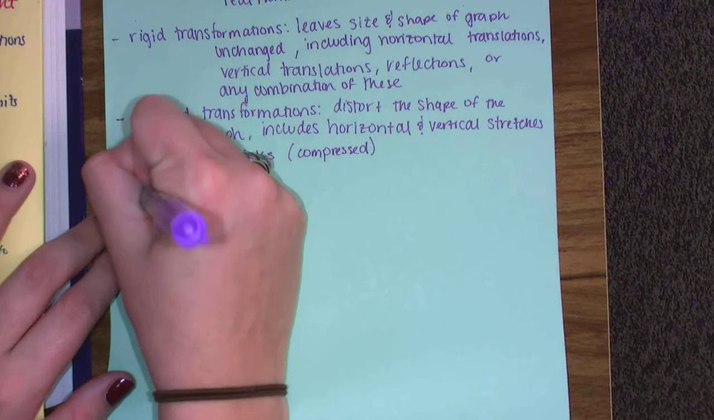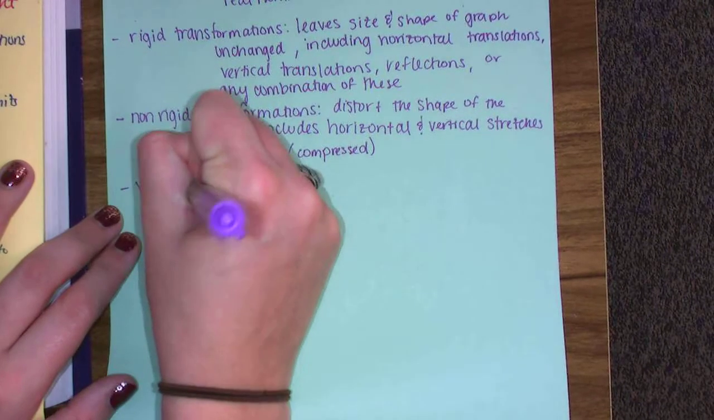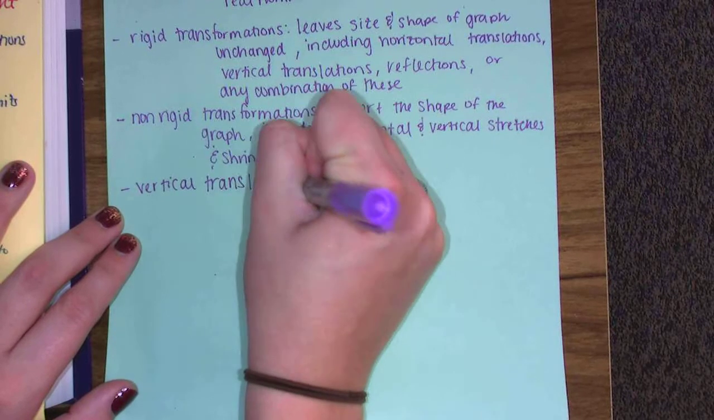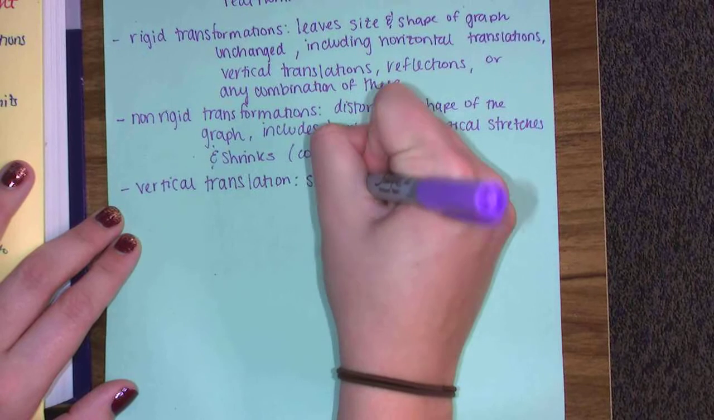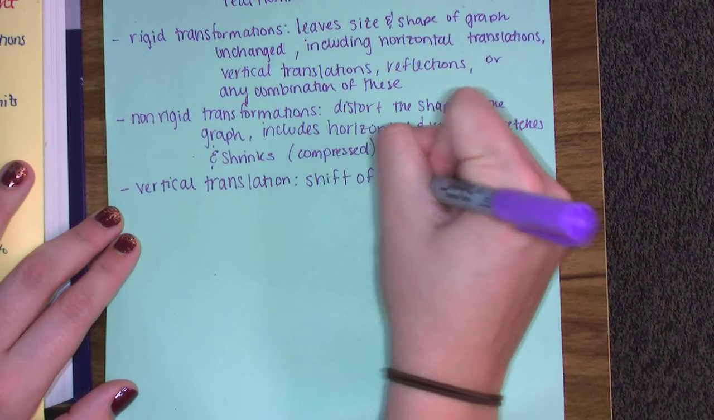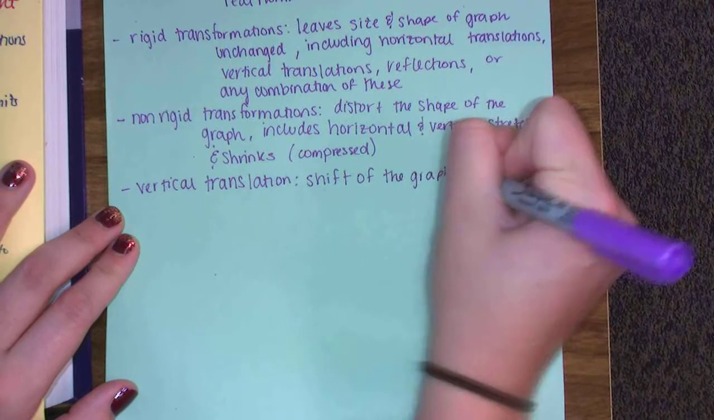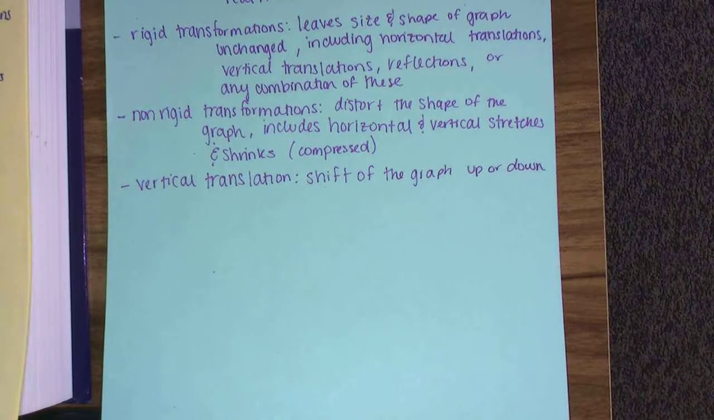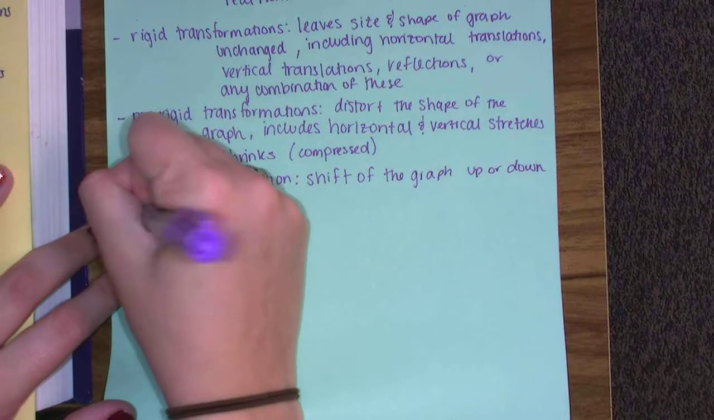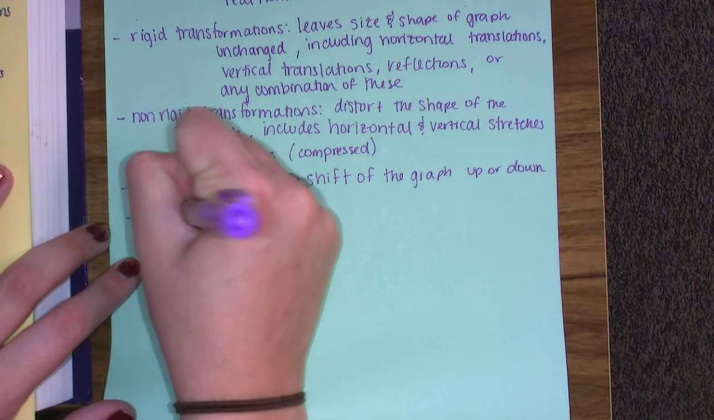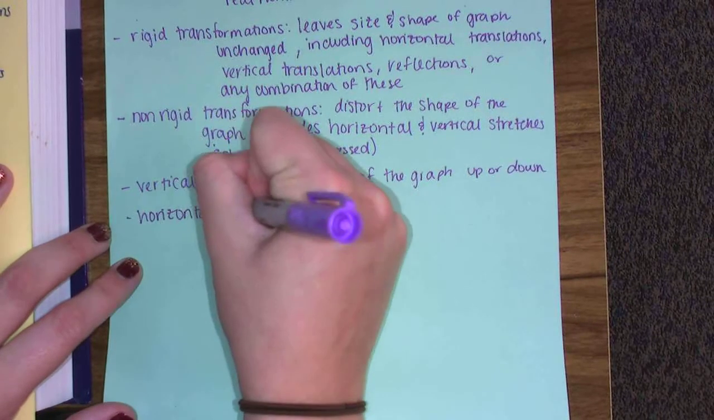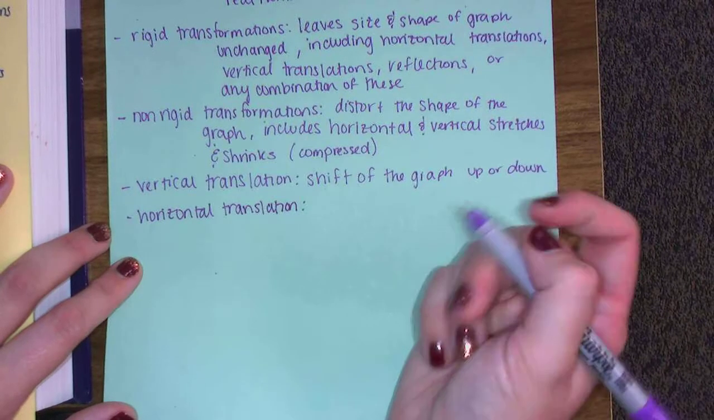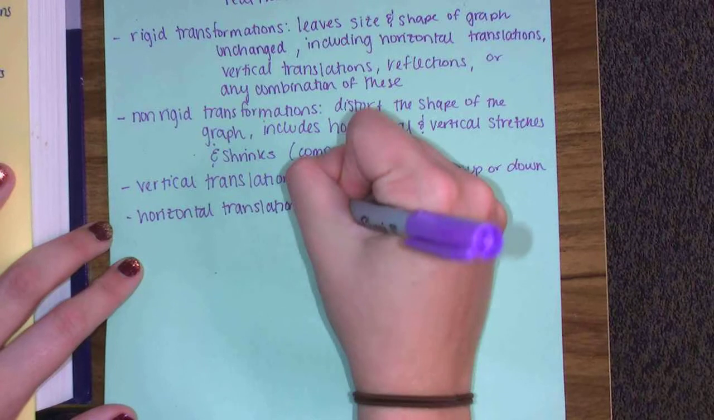A vertical translation is a shift of the graph up or down. A horizontal translation is a shift of the graph left or right.